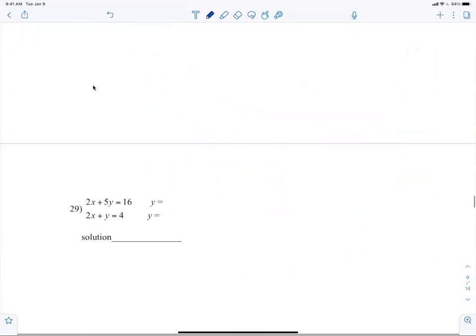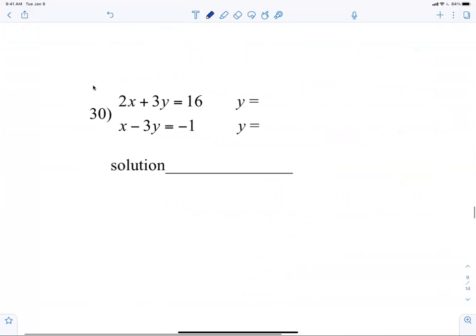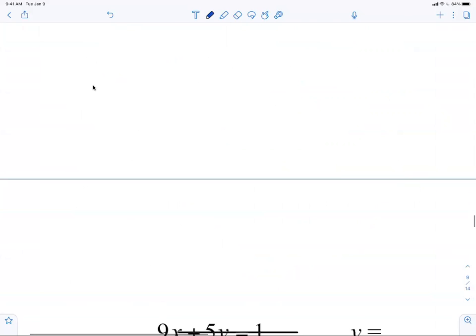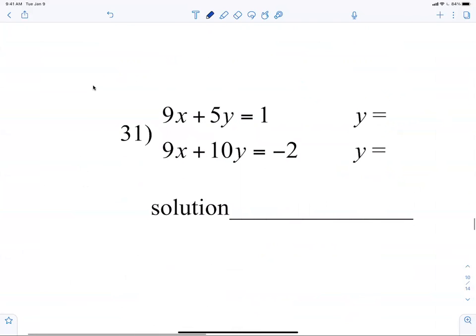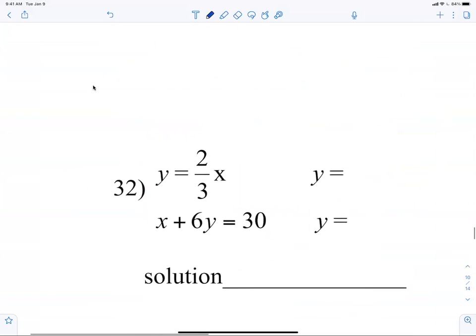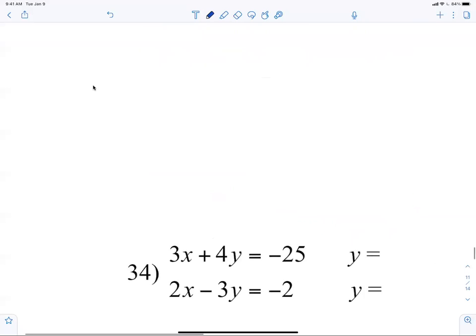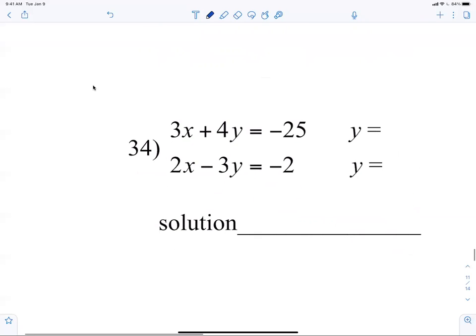All right, let's do one more. 30 is too easy. Let's go to something else. 31 is too easy. 32 is too easy. All right, everybody go to 34. Everybody's on 34. Here we go.